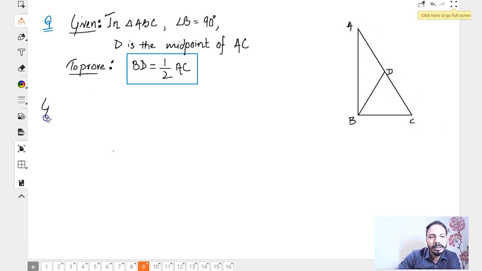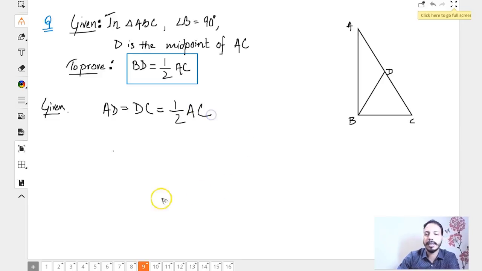So what is given, guys? Given is angle B is 90 degrees and D is the midpoint of AC. That means I can say that AD is equal to DC is equal to half of AC, right? Now I need to prove that BD is also equal to half of AC.